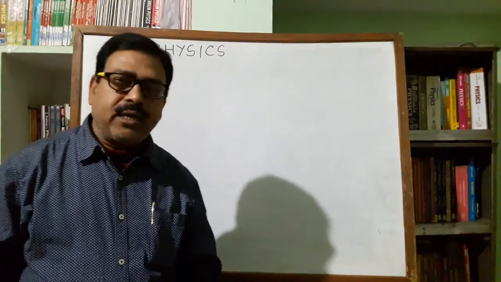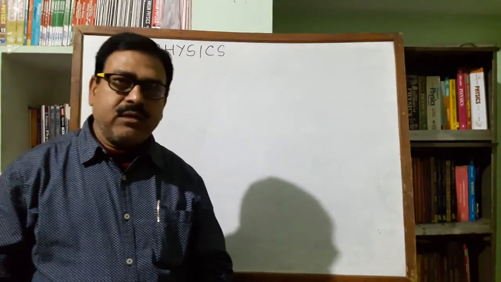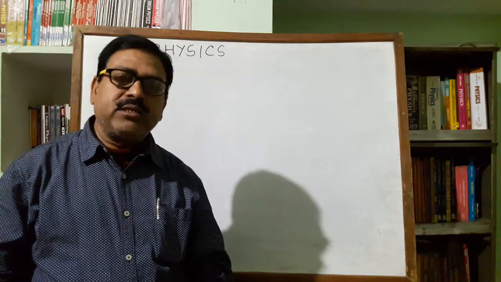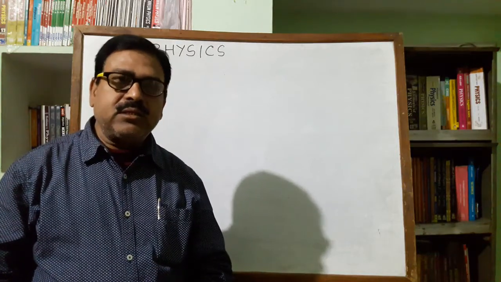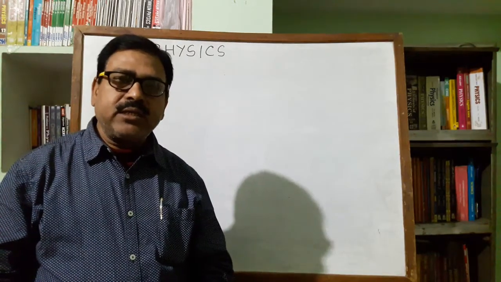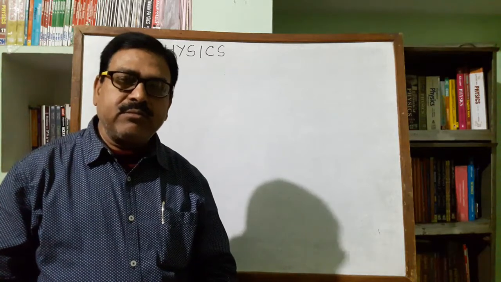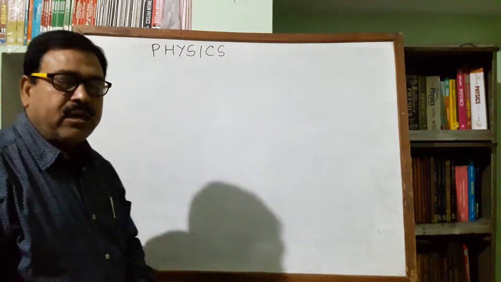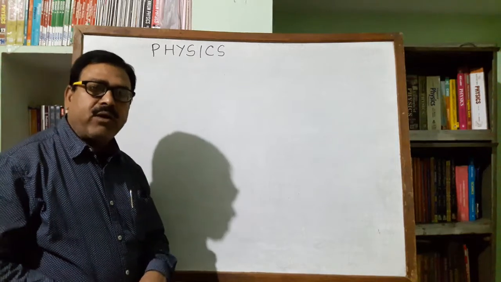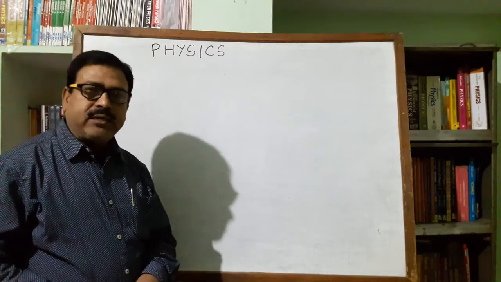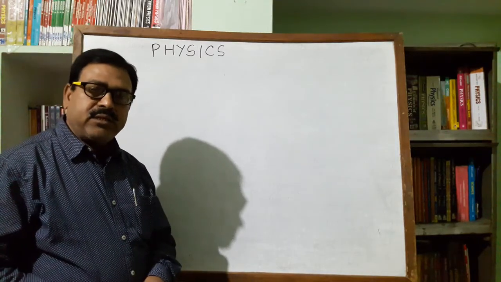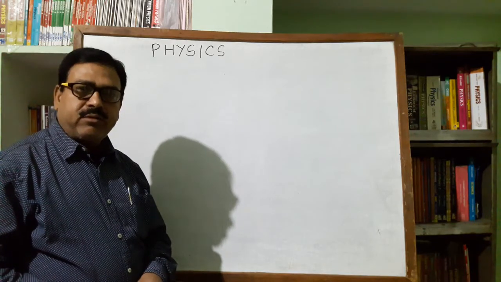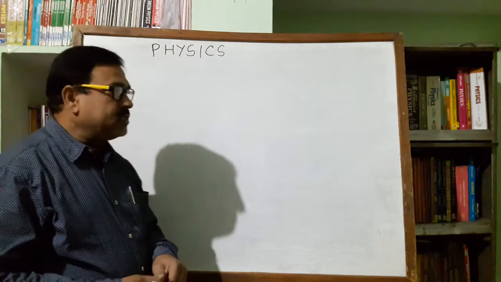Welcome to Ajay classes. Today we will study about reflection of light through a spherical mirror. Now let us see how the light gets reflected from the surface of the spherical mirror. We will see the necessary sign convention required to decide the object distance, image distance, and focal length from the pole of the spherical mirror. Now let us see.